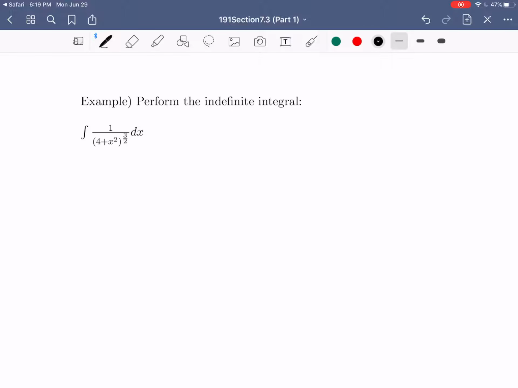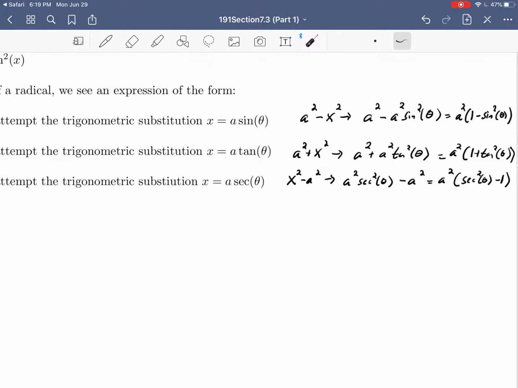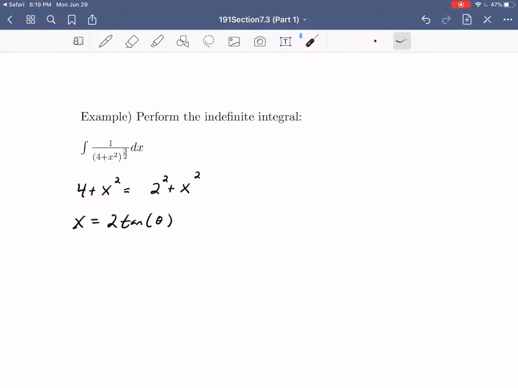What should we try to do here? Well, we're going to recognize that the 4 plus x squared is the same as 2 squared plus x squared. That's how we can think about it as a sum of two squares. So if we look back, something squared plus x squared, that means we should try to use a tangent theta. So our substitution in this case is we're going to try x equals 2 tangent theta, because it's a squared plus x squared.